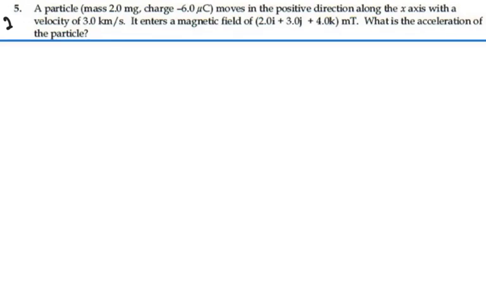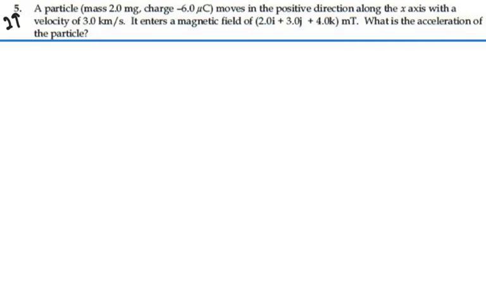Here's 29.5. A particle, mass 2 milligrams, charged minus 6 microcoulombs, moves in a positive direction along the x-axis with a velocity of 3 kilometers per second. It enters a magnetic field of 2i plus 3j plus 4k millitesla. What is the acceleration of the particle?